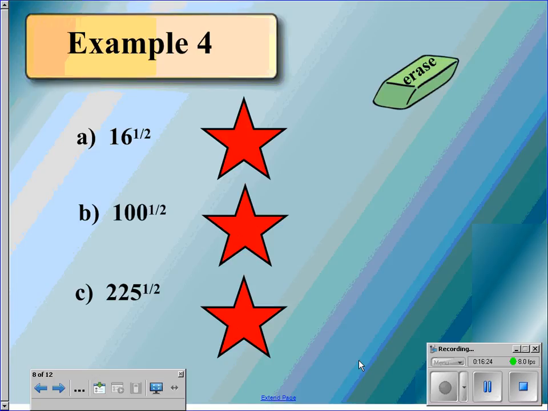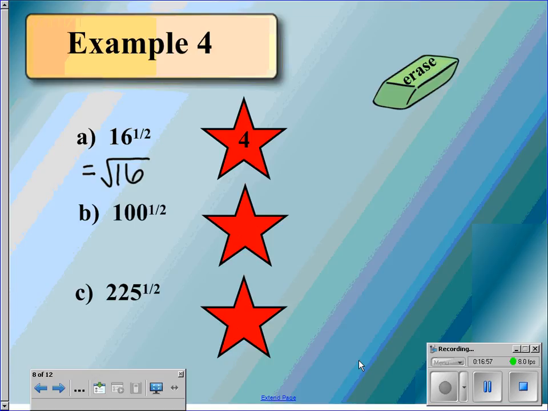Let's look at the next example. 16 to the 1/2 power. That 1/2 power means square root. So 16 to the 1/2 power is the same thing as saying the square root of 16. What's the square root of 16? 16 to the 1/2 power is 4.